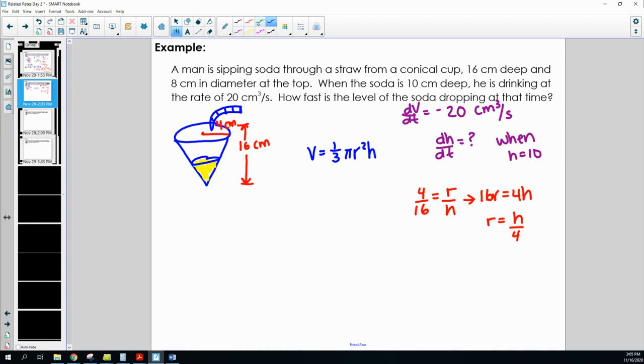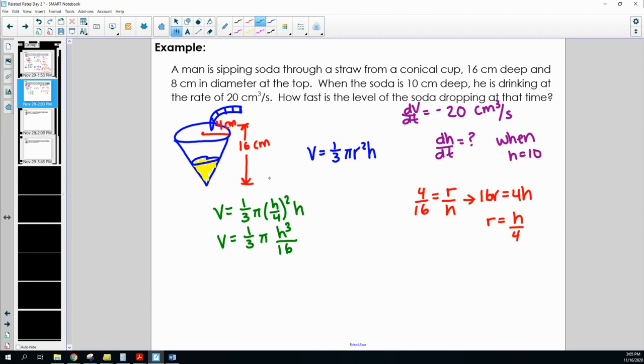volume equation. So we'll say volume is equal to 1/3 pi (h over 4) squared times h. So to clean it up a little bit, we have 1/3 pi, and then h squared times h is h cubed, over 4 squared, so over 16.